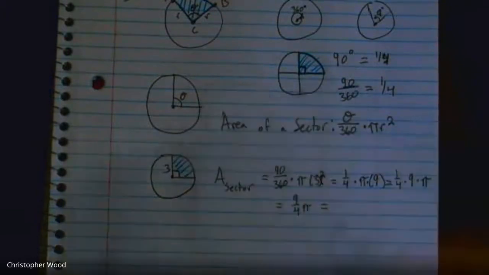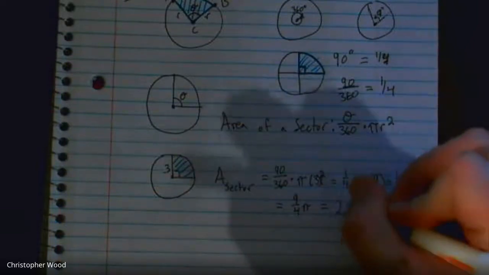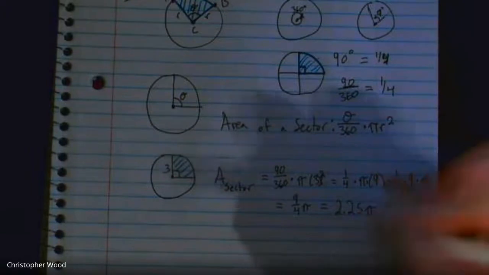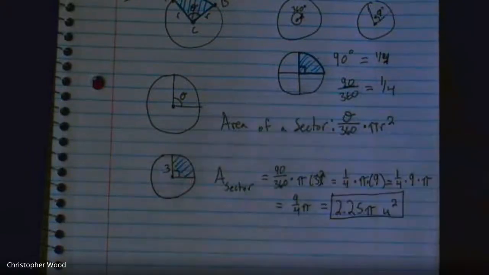Or you can plug this in and get a decimal. 9 over 4 is 2.25. So we get 2.25 pi units squared. That would be the area of this sector. You don't have to simplify 9 over 4. You can leave it as 9 over 4.